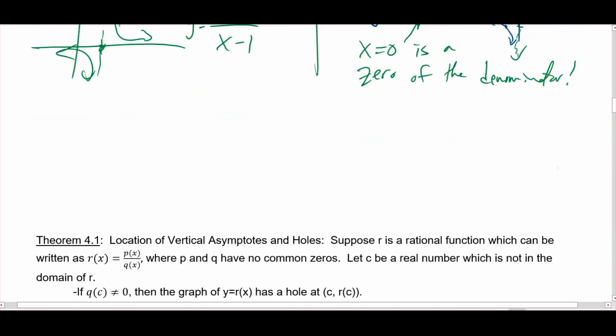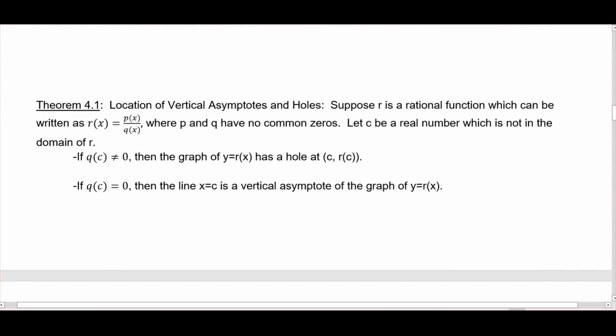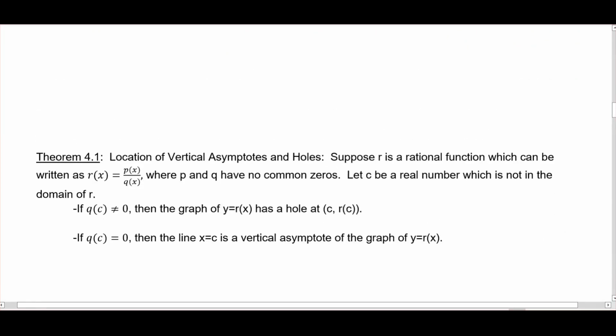Okay, so good. Here we go, let's put this idea together here. Location of vertical asymptotes and holes. Let me get room up here. Okay, so let's suppose that R is a rational function that can be written as a polynomial over another polynomial, where P and Q have no common zeros. Let c be a real number which is not in the domain of R. Okay, so that means it has to be a zero of the denominator, right?